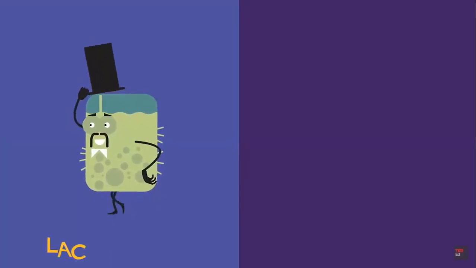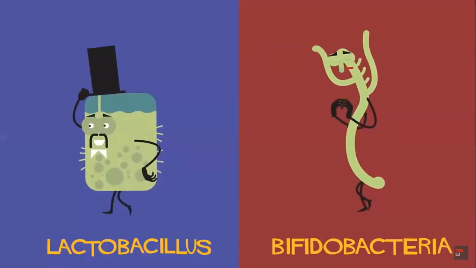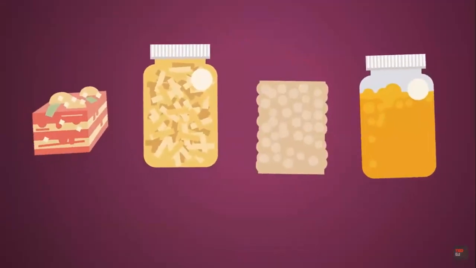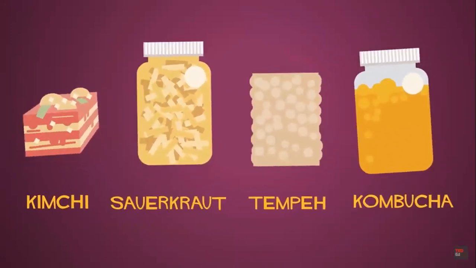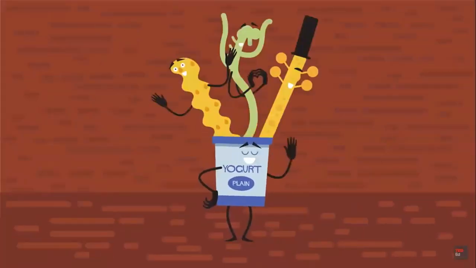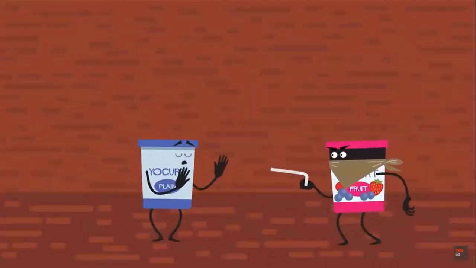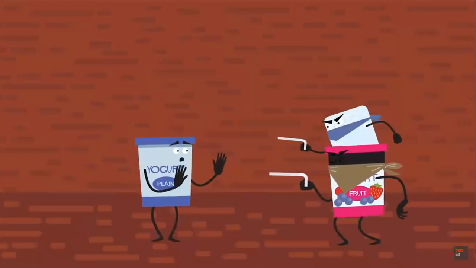Fermented foods are teeming with helpful probiotic bacteria like lactobacillus and bifidobacteria. Originally used as a way of preserving foods before the invention of refrigeration, fermentation remains a traditional practice all over the world. Foods like kimchi, sauerkraut, tempeh, and kombucha provide variety and vitality to our diets. Yogurt is another fermented food that can introduce helpful bacteria into our guts. That doesn't necessarily mean that all yogurt is good for us, though. Brands with too much sugar and not enough bacteria may not actually help.